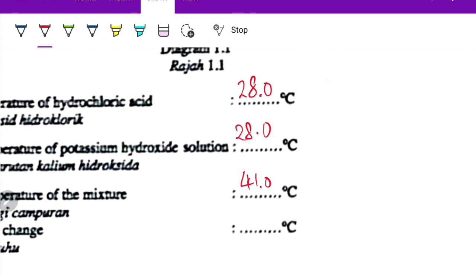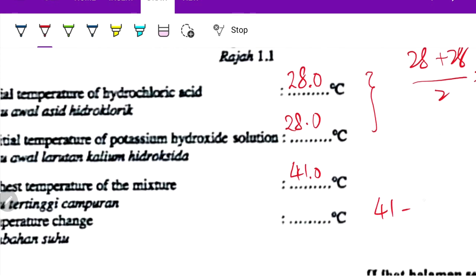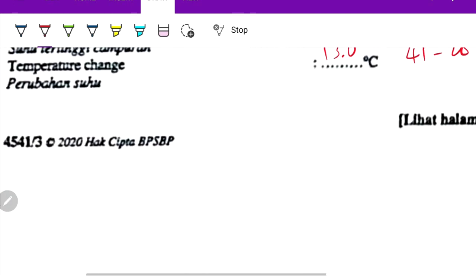How do we get the temperature change? In this case both initial temperatures are the same: 28 plus 28 divided by 2 gives 28 also. So the temperature change will be 41 minus 28, which gives 13.0 degrees Celsius. Remember, if you miss out the 0.0 in your data, you will score 2. You cannot get score 3.